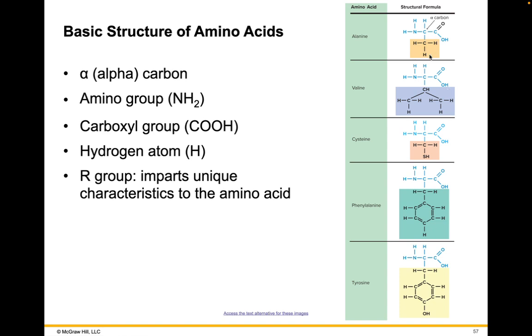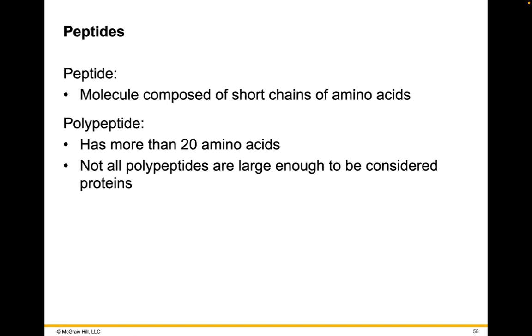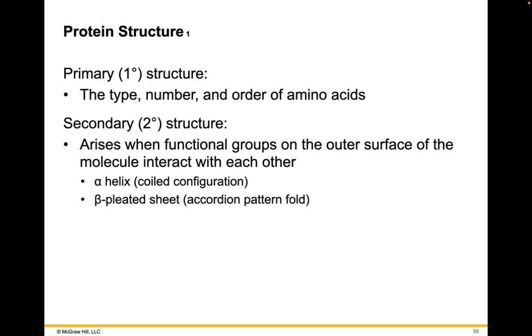Alanine is super simple. And so all of these different amino acids are different because of their different R groups. A peptide is a molecule composed of short chains of amino acids, and they named it a peptide because the bond between amino acids are called peptide bonds. A polypeptide has more than 20 amino acids. So not all polypeptides are large enough to be considered proteins, according to this book. But generally speaking, most polypeptides are going to be proteins.